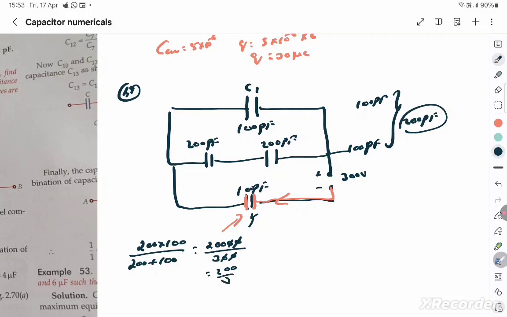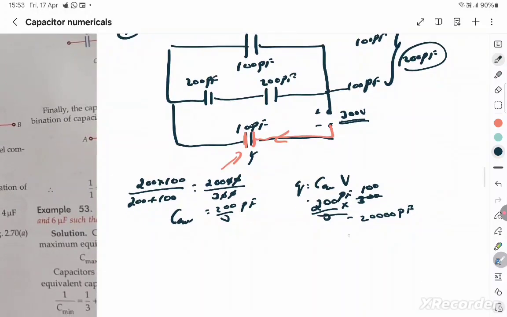So 200 by 3 picofarad is the C equivalent, and I know the voltage is 300 volts, and the net charge is C equivalent into voltage, which is 300. 200 by 3 picofarad into 300 will be 20000 picofarad, or 20000 into 10 to the power minus 12 farad. So this is 2 into 10 to the power minus 8 farad. That will be the charge.